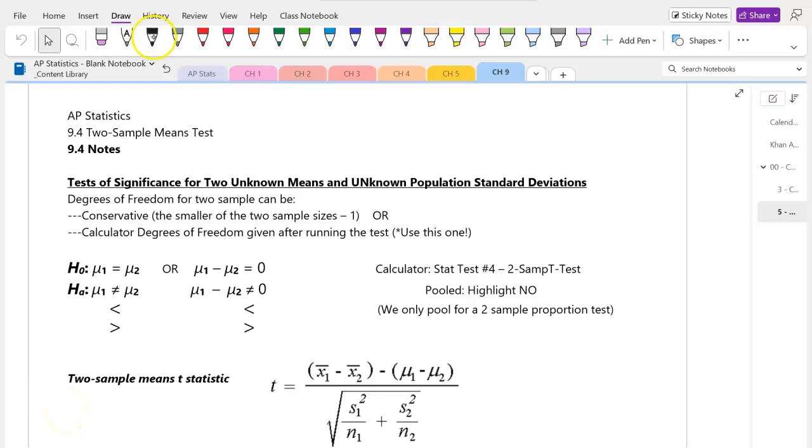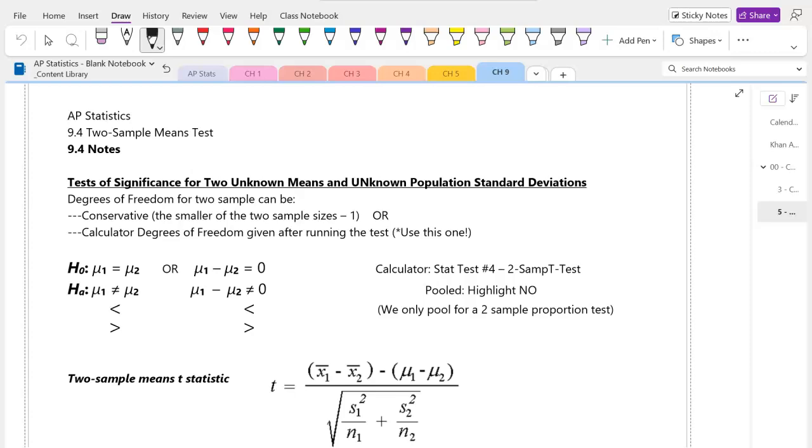All right, everyone, welcome to the online version of section 9.4. This is a two-sample means test. And for a two-sample means test, we're going to talk about a couple different things, and we're going to go over the calculator portion. So the test of significance for two unknown means and an unknown population standard deviation. There's the whole reason why we're using a t-test.